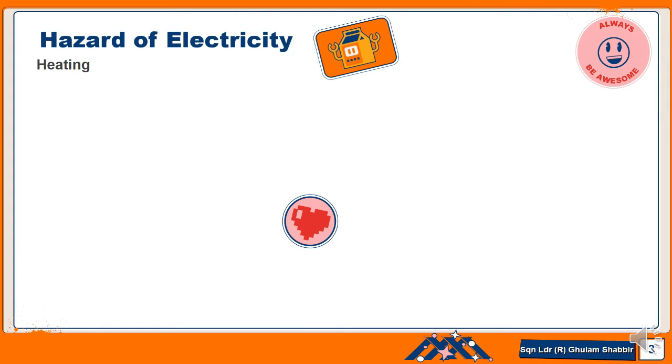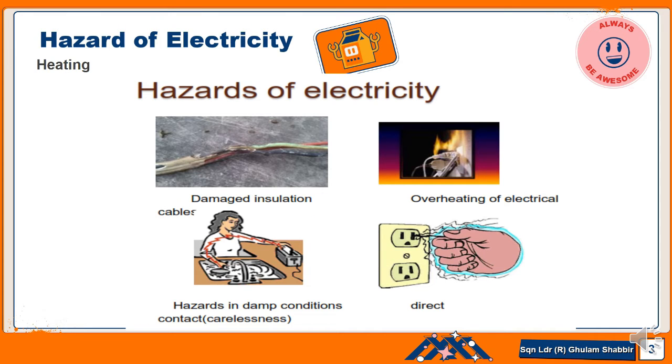So, we will discuss a few hazards of electricity. Commonly there are four hazards. Number one is damaged insulation. When the cables are damaged and we don't care about that, it can be very dangerous: short circuiting or electric shocks, etc. And the second hazard is overheating of electrical devices.